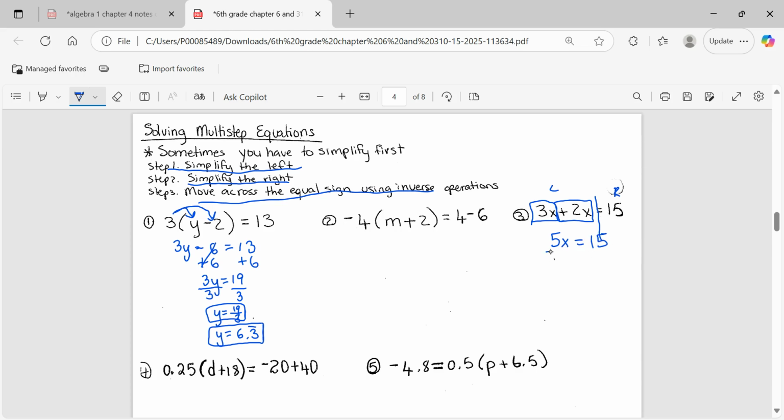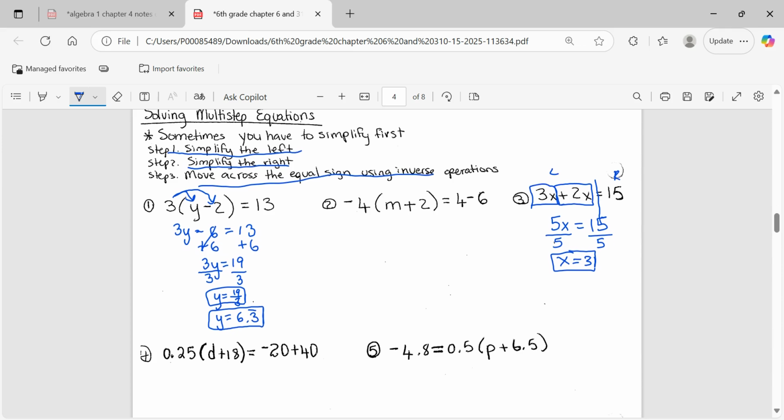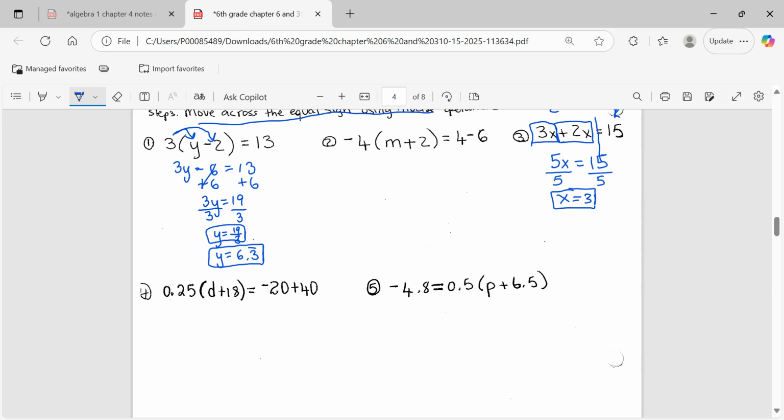Now to get x all by itself, I'm going to divide both sides by 5. And the x is going to be equal to 3. We can go ahead and try another one. Let's look at number 4. That includes a lot of stuff.